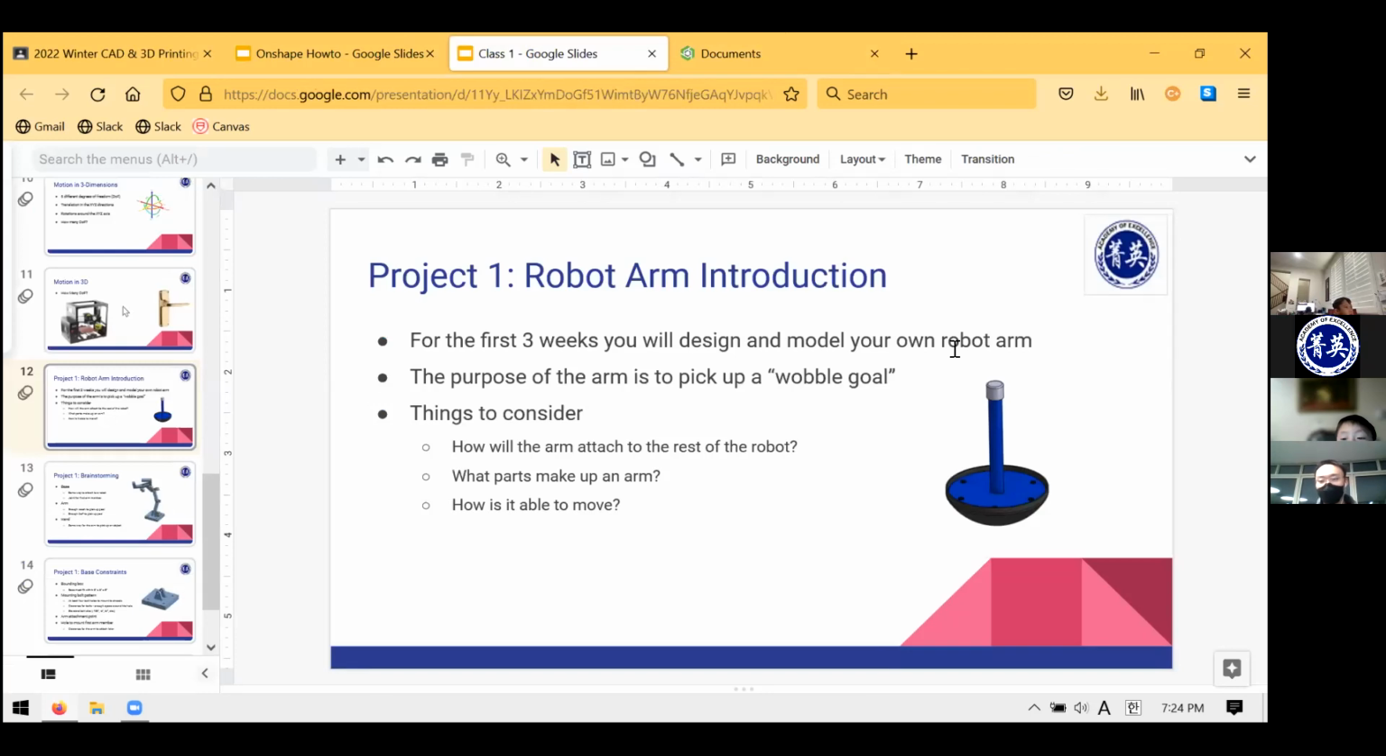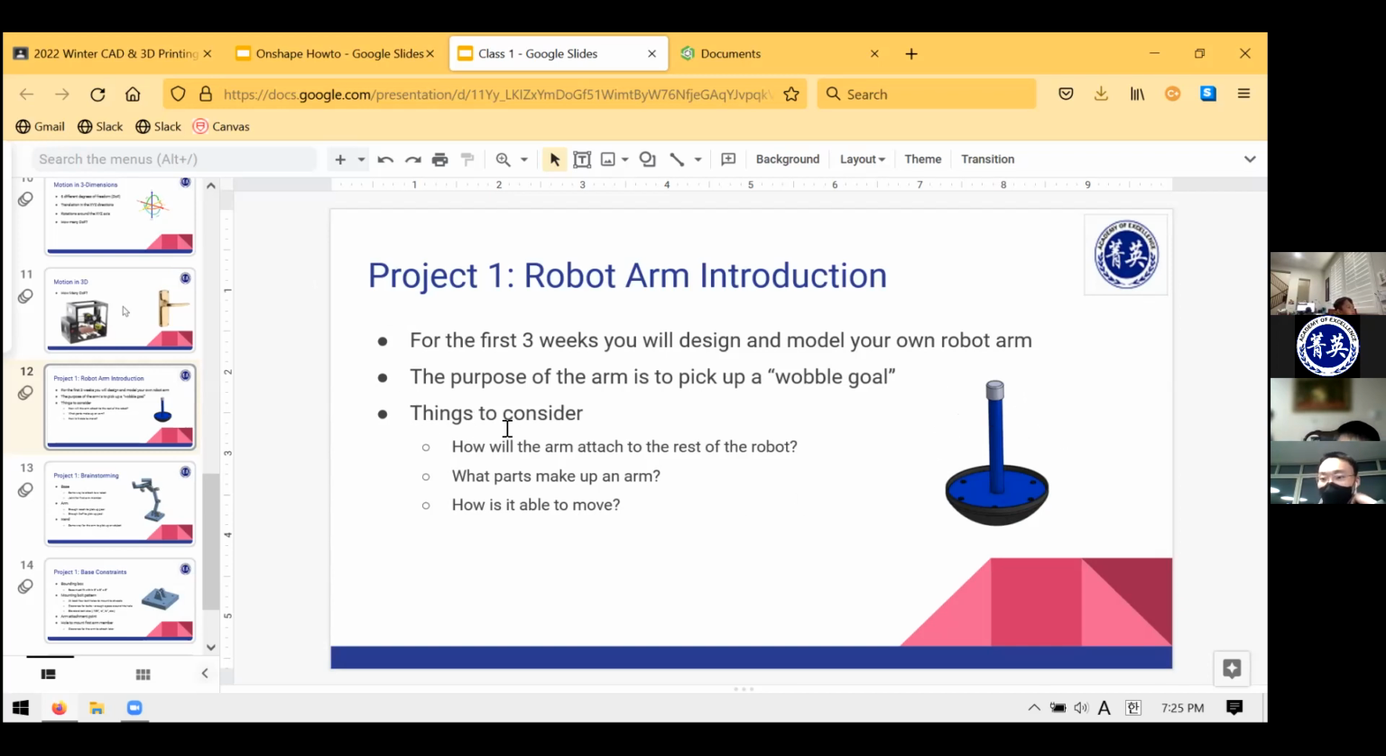The first mini project, I guess, of 3 will be the robot arm. This is the design goal of the robot, where we want to be able to pick up an object, for example, a kind of wobble goal, which is used in a competition. And we will create a 3D model of some kind of arm that could potentially do this.